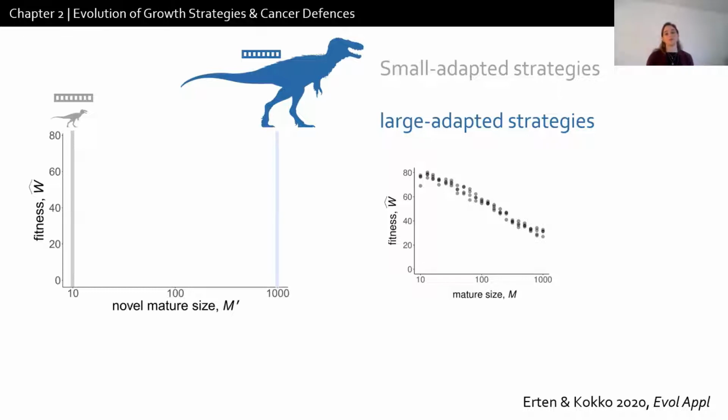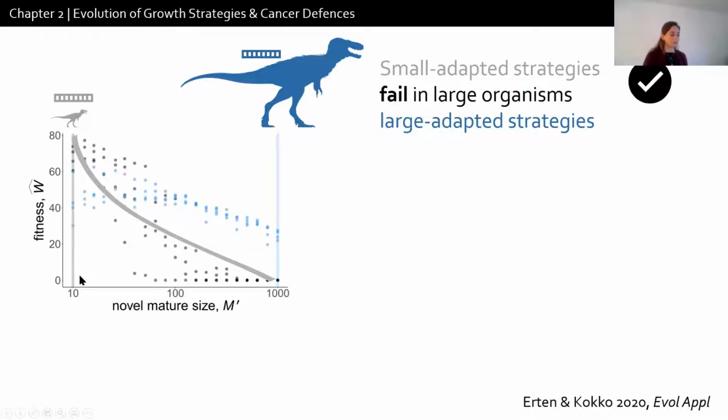But what I would like you to know is that this fitness was decreasing with body size, which is why I expected the results to look like this a little bit. So the small adaptive strategies to fail in large sizes and large adaptive strategies to fail in small sizes. So my first expectation was met. Small adaptive strategies did fail in large organisms. So if you look at here, for instance, after the novel mature size of 100, most of them actually did not achieve any fitness. So it was 0.